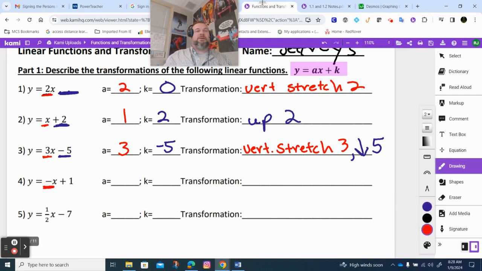All right. So, number 4. What is our a right here? -1. All right.